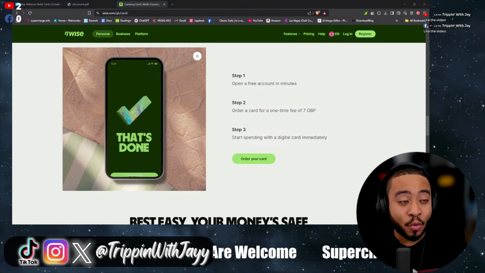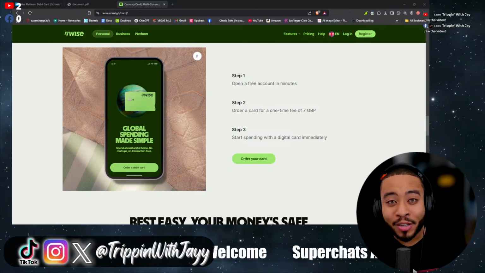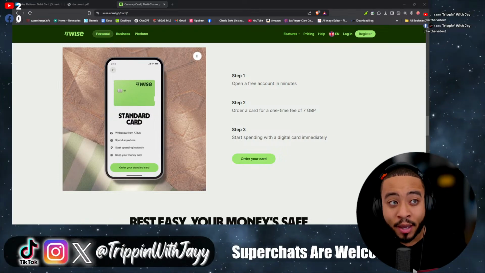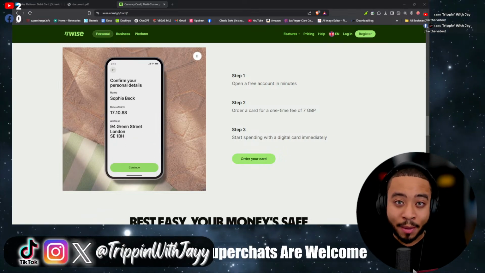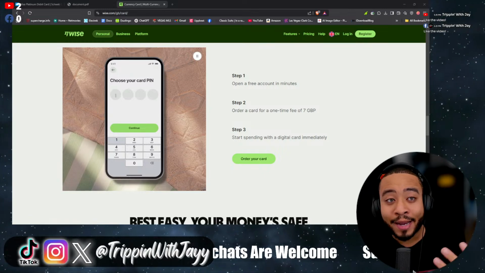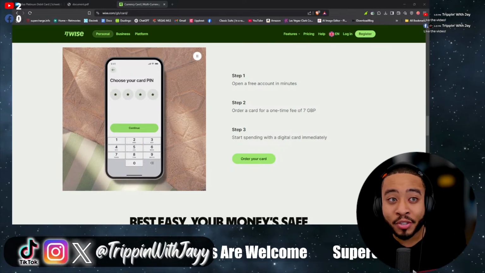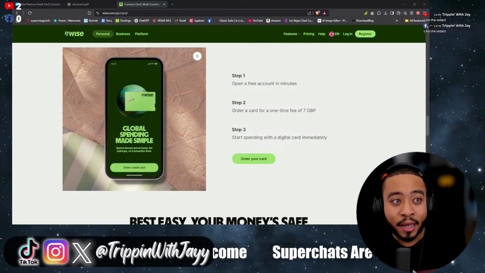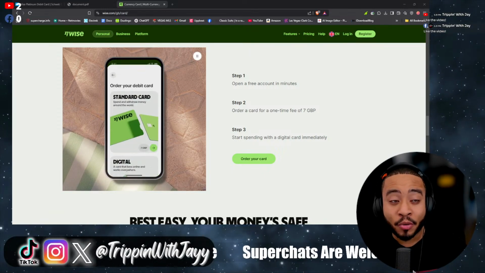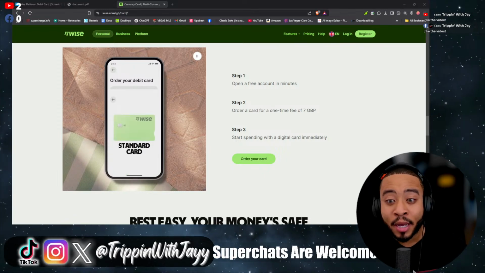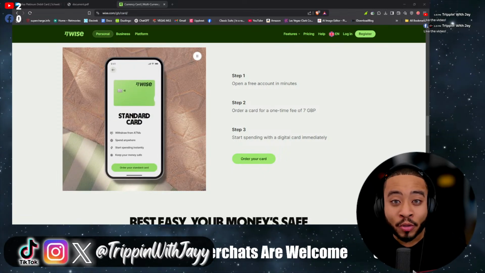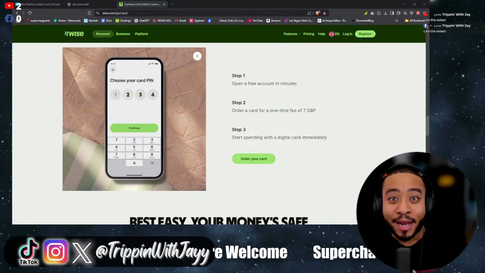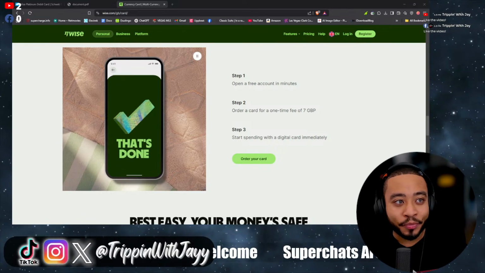With the Wise card, there are some costs involved. You can open a Wise account for free. However, if you do want the debit card, you will be charged $9. But luckily, there are no monthly fees or minimum balance, and that is available globally. So this could be great for international people that go all over the world and don't have a U.S. social. So the Wise is kind of like the only option for you at this point.